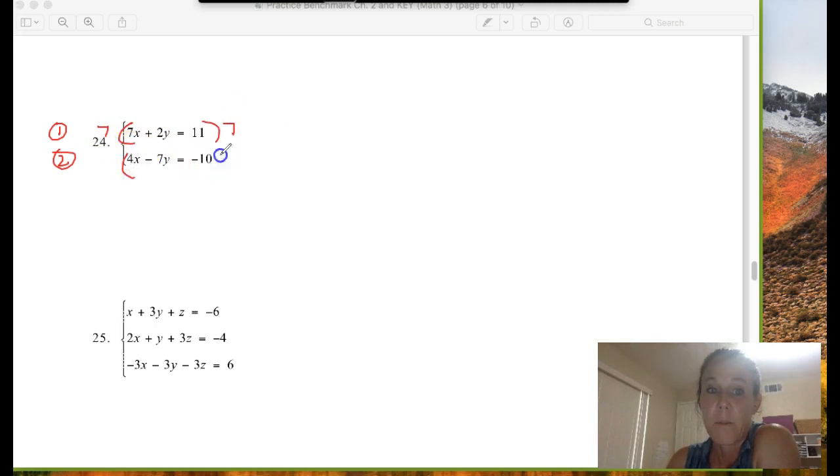And then we'll have to multiply both sides of equation 2 by 2, because that will make that 14. And then these will fall out. So let's go ahead and rewrite equation 1 over here. 7 times 7 is 49x. 7 times 2 is 14y. And that equals 7 times 11, which is 77.